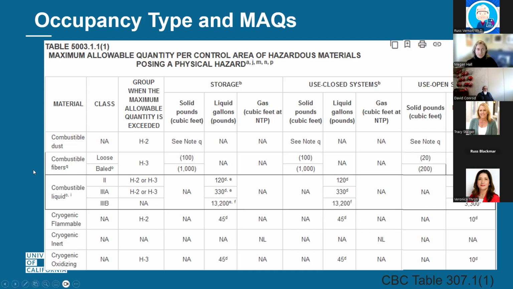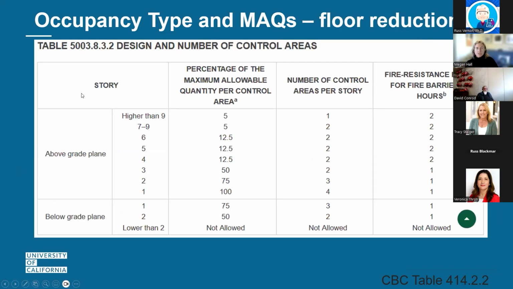Okay, so that's what we have for our Group B occupancies. Now let's just look at the floor level reductions. So this table's from the fire code, same table in the building code, 414.2.2, where it tells you that if you are in the first story above grade plane, you can have 100% of the MAQs on that table. And you can have up to 4 control areas on that first floor, and they have to be separated by fire barriers of not less than 1 hour fire resistance rating.